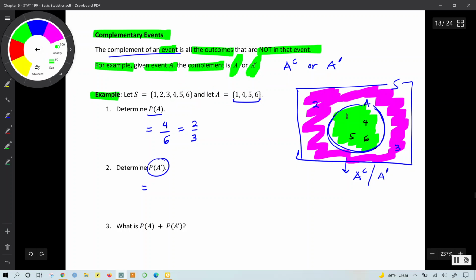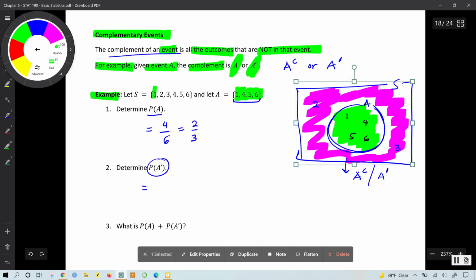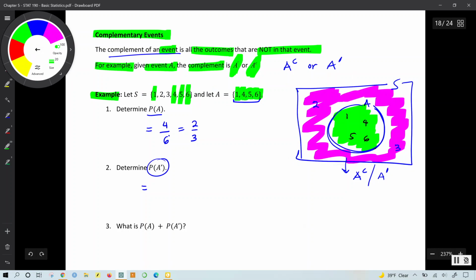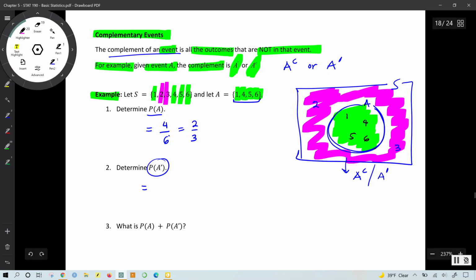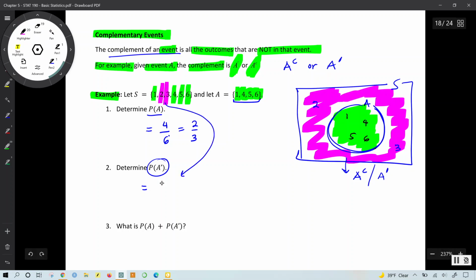Whereas probability of A prime would be, since this is A, so let's map this out. A would be all of those points, so that would be 1, 4, 5, and 6. Then A complement would be in purple, which is 2 and 3. So probability of A prime would be how many points are purple? That will be 2 out of 6, same as 1 over 3.